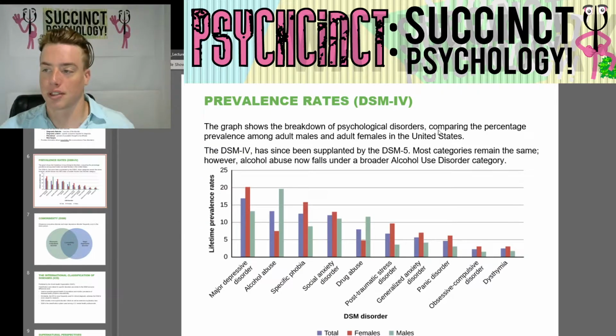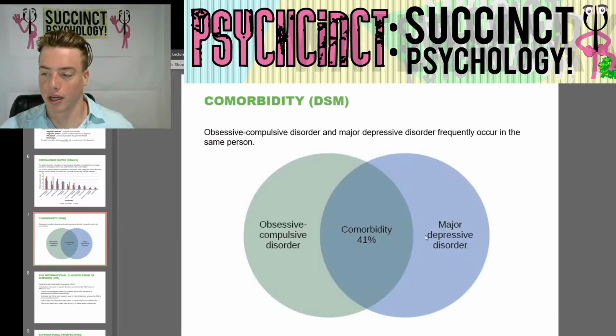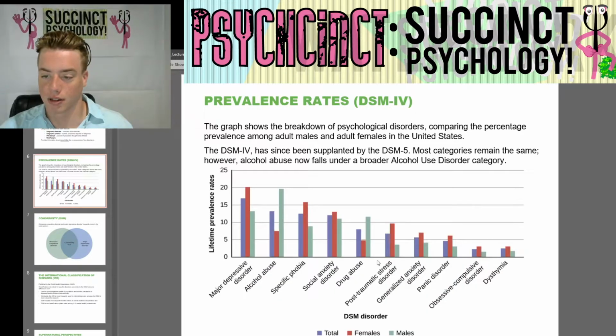Prevalence rates in the DSM-4. The graph shows the breakdown of psychological disorders comparing the percentage prevalence among adult males and adult females in the United States. The DSM-4 has since been supplanted by the DSM-5, and most categories remain the same. However, alcohol abuse now falls under a broader alcohol use disorder category. So you can look there for yourself.